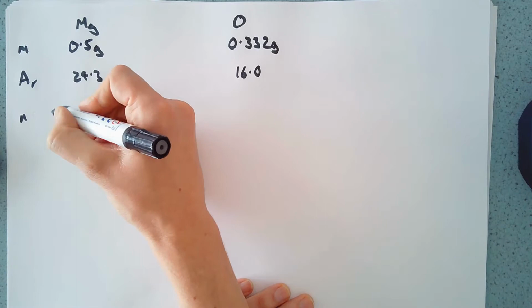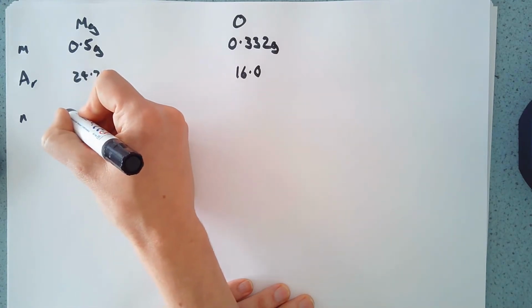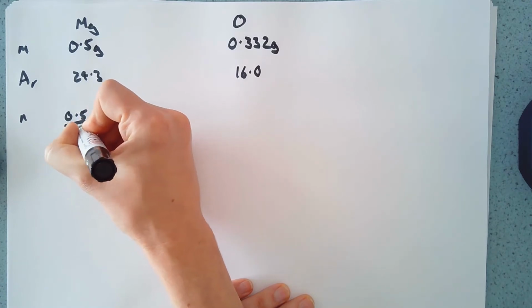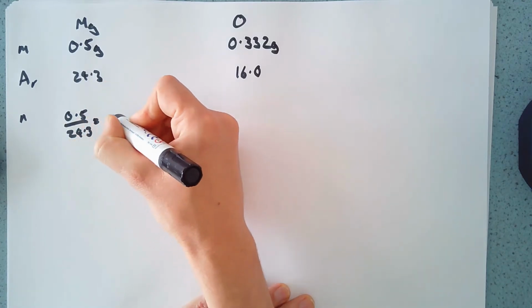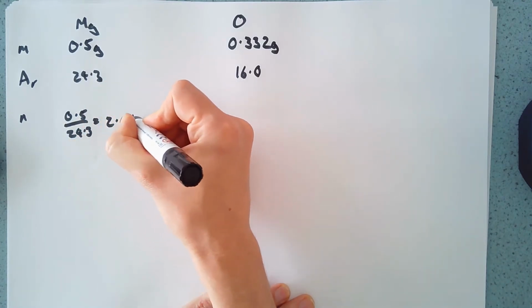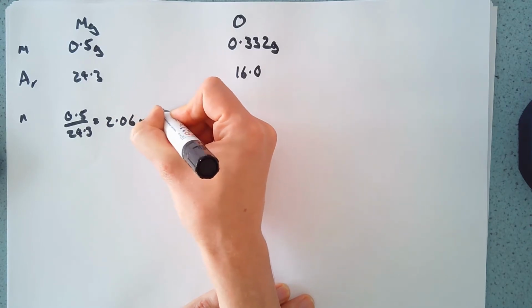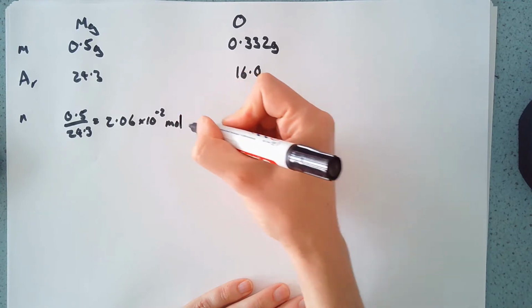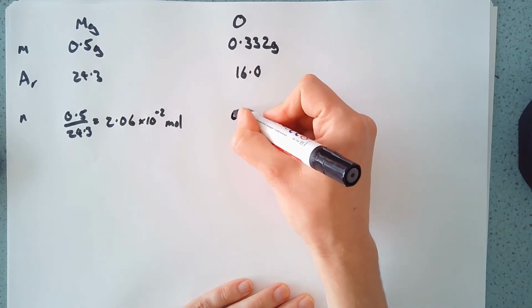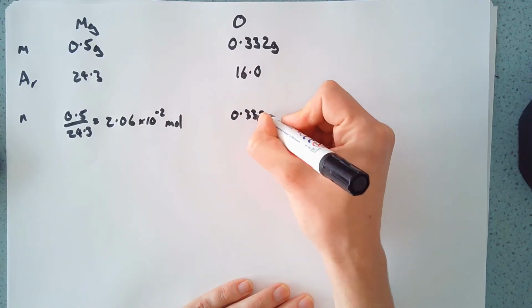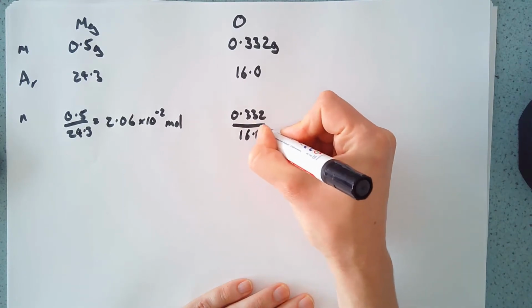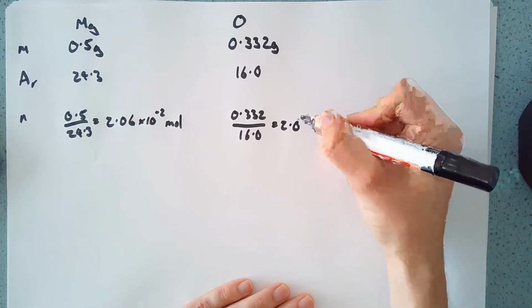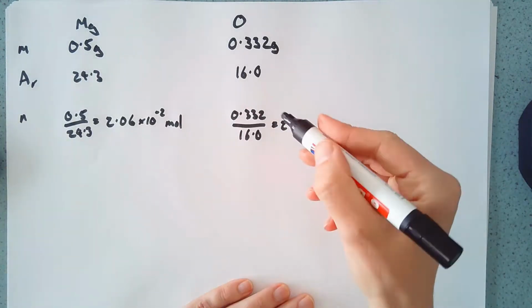So that would be mass over relative atomic mass, which would be 0.5 over 24.3. That would give us 2.06 times 10 to the minus 2 moles. And this one would be 0.332 over 16.0, and that would be 2.07 times 10 to the minus 2 moles.